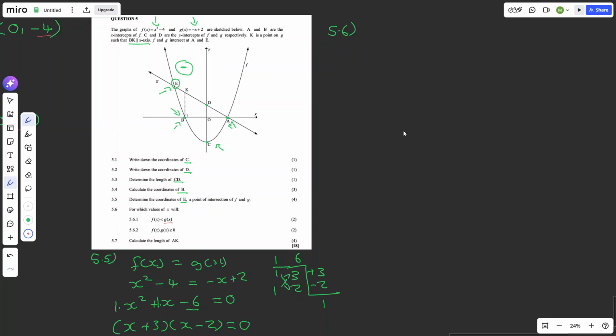If you look at our sketch, we can see that from this point at A, if we go to the right, f is above g, so it won't apply there. Now let's look at another point in our graph. If we look between A and E, we can see that our linear function is above our parabolic function. So those 2 points are what?